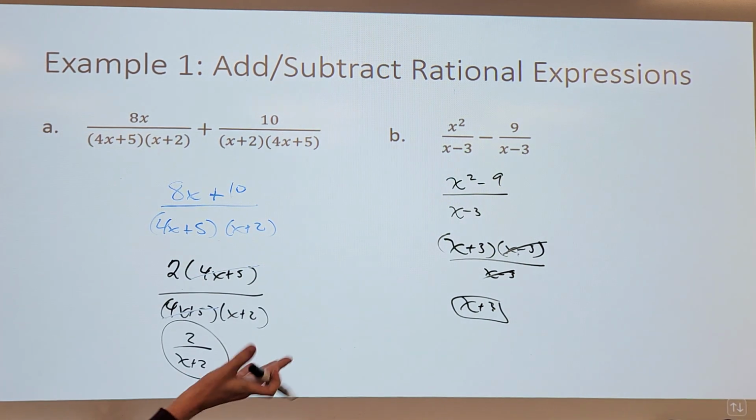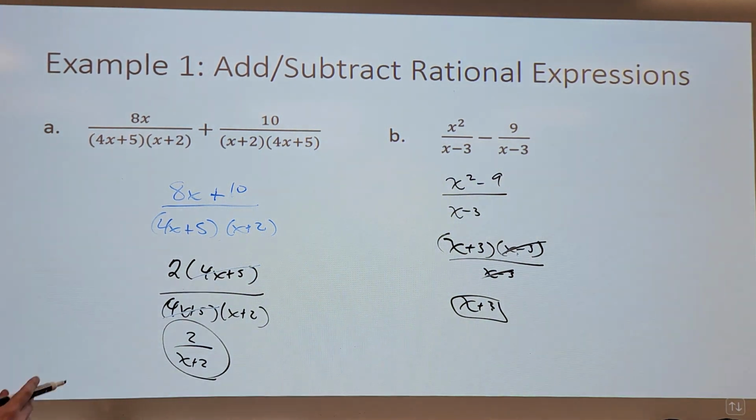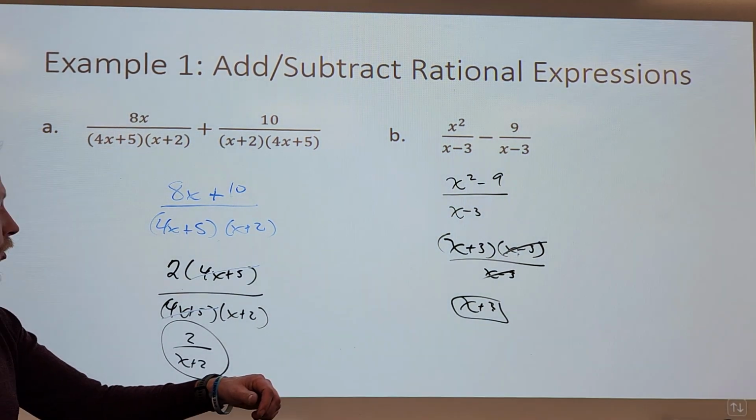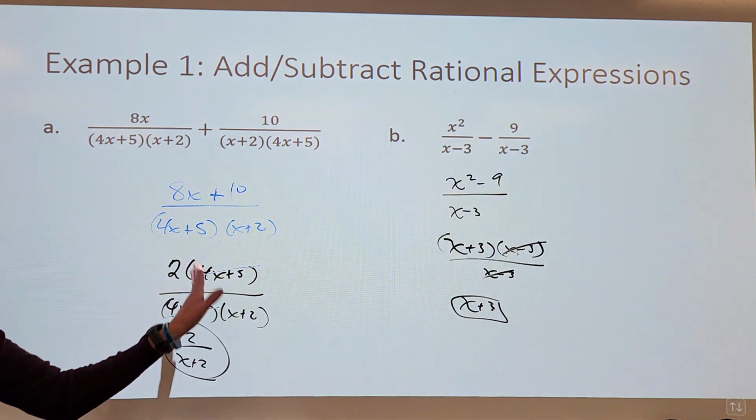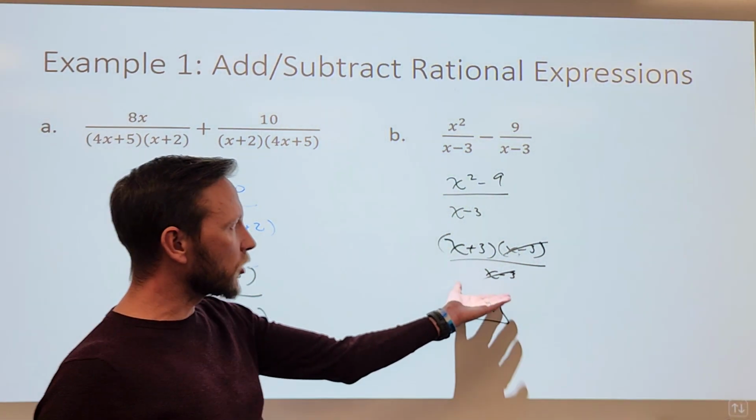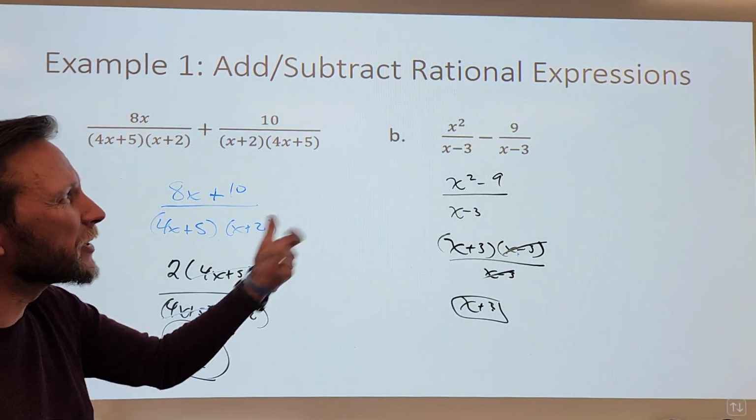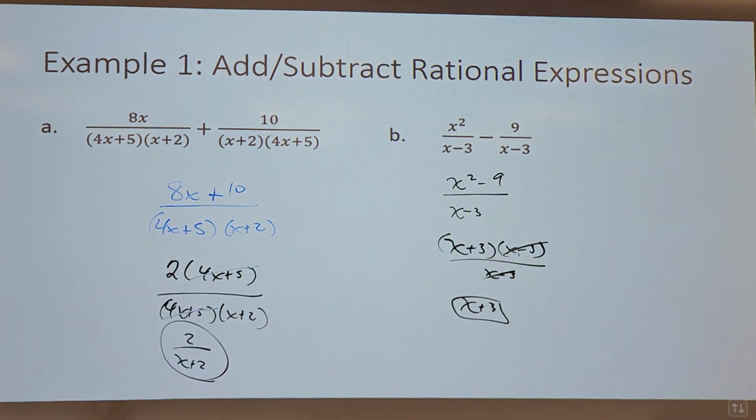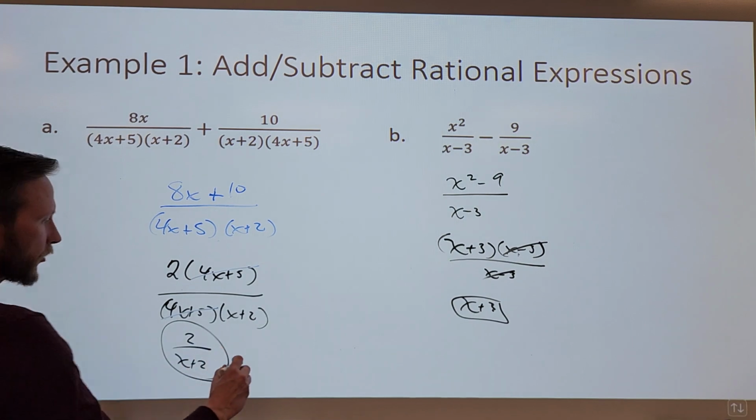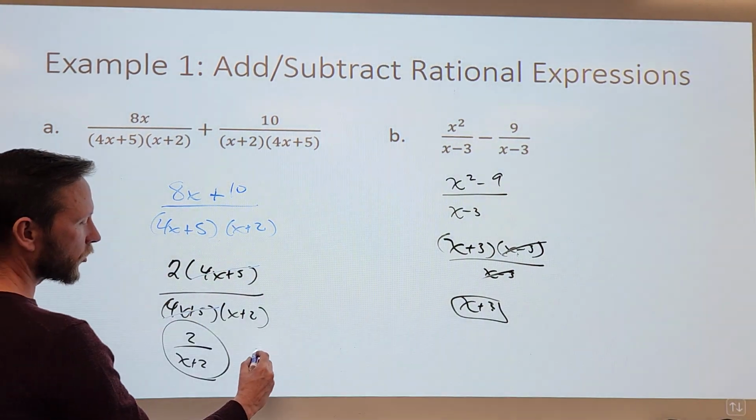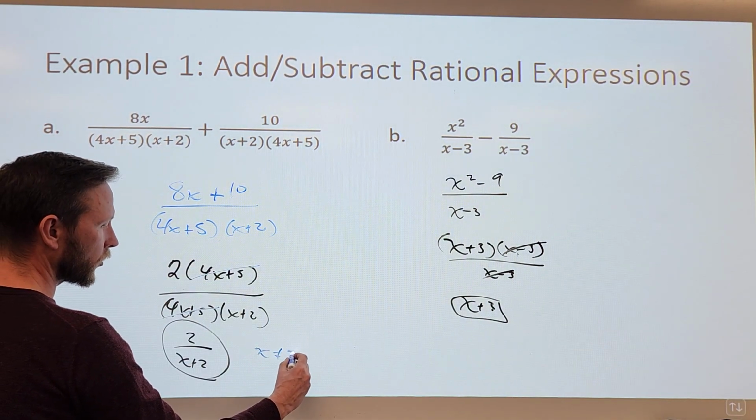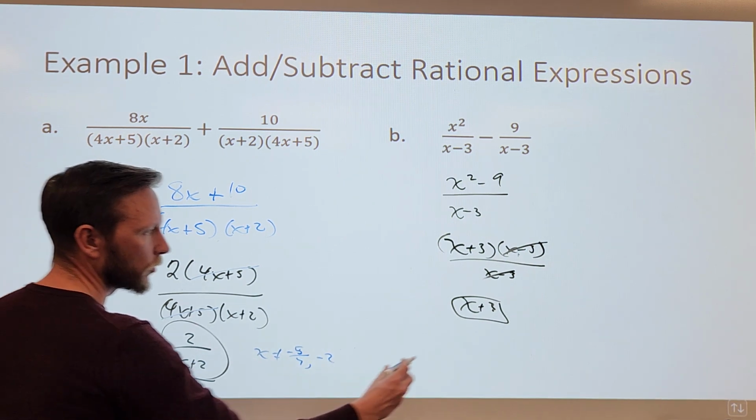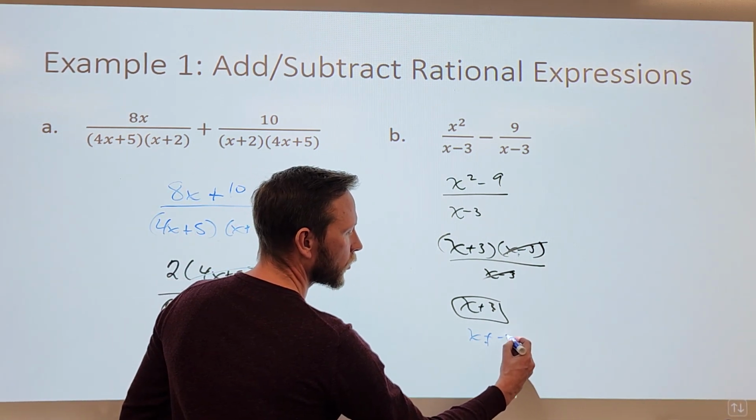Now we also have some limitations here. We need to make sure that we state that x can't equal -5/4, x can't equal -2, x can't equal +3. Those are some limitations to our expressions, and we'll chat a little bit more about that in class. But it might be useful for us to at least make mention that in the original, x cannot equal -5/4 and -2. Over here, x cannot equal -3.